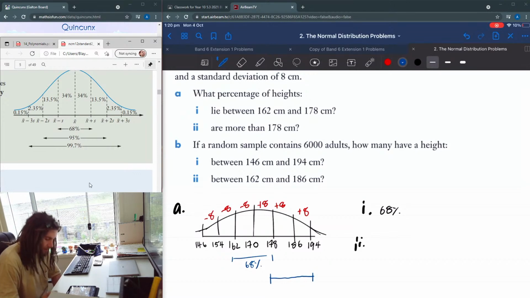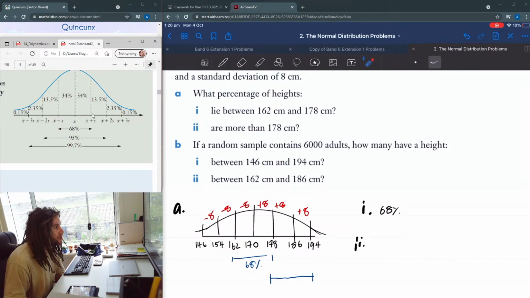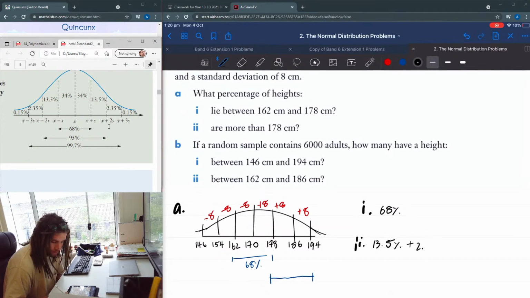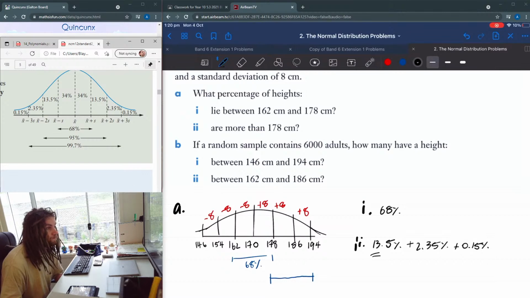Anyway, so just straight up adding them. I know that 1 standard deviation away to the rest, so it's going to be 13.5% plus 2.35% plus 0.15%. And that's equal to, damn it, what have we got here? That's 0.5, that's going to be 2.5, 13.5 plus 2.5 is 16%.